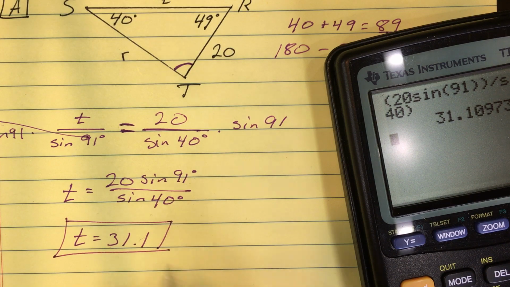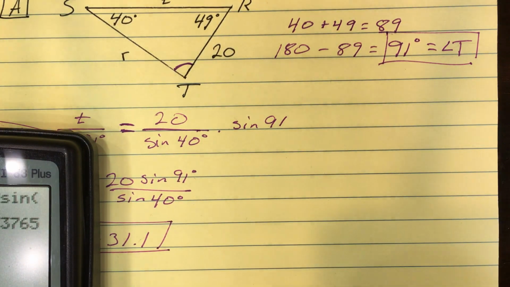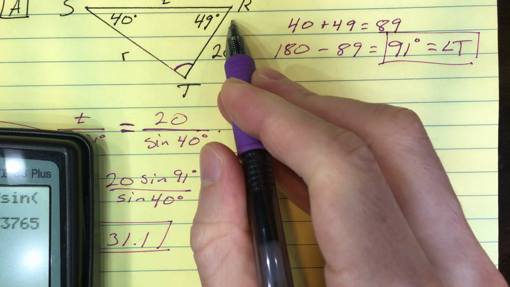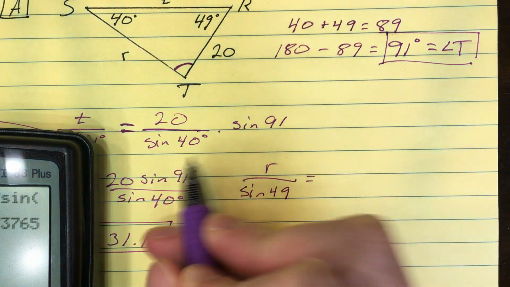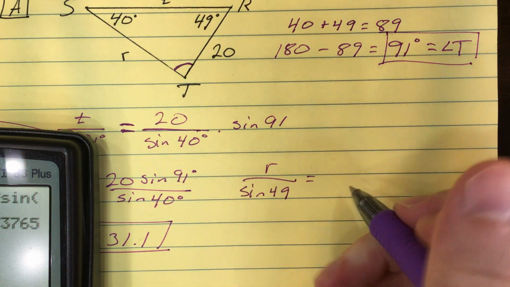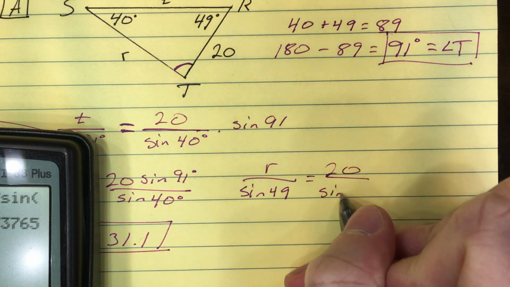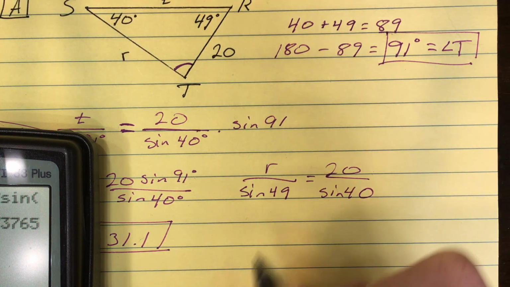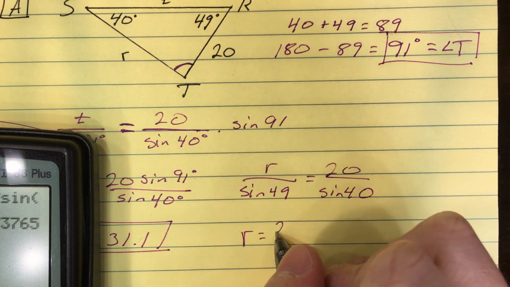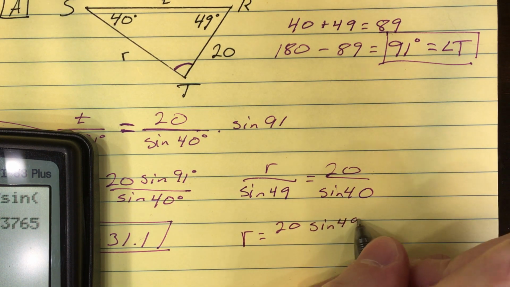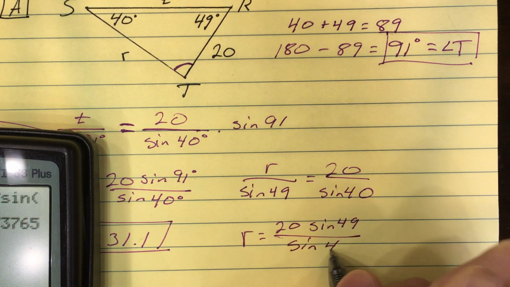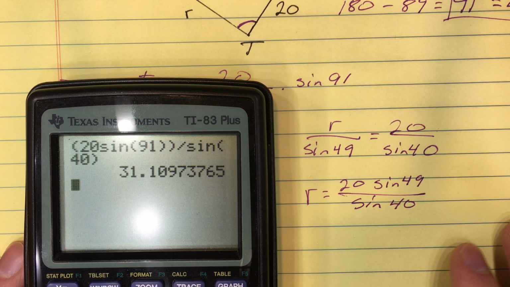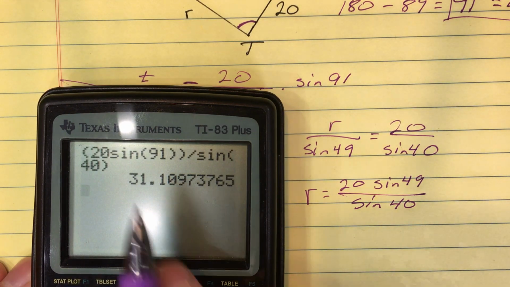Okay. Now we need to find r, and we're going to set it up the same way. So r over sine of angle r, which is 49, is equal to, and we'll use this same ratio, 20 over sine of 40. And now we take sine of 49, we multiply it up here on top, so we get r is equal to 20 sine of 49 over sine of 40. All right. That's almost the same exact thing that we just typed in for the last problem. The only difference is that instead of 91, it is 49.